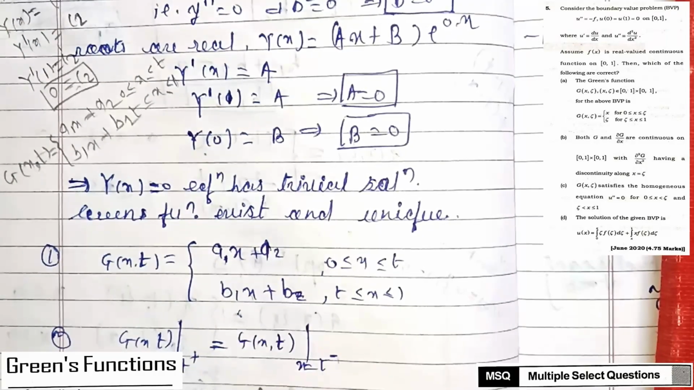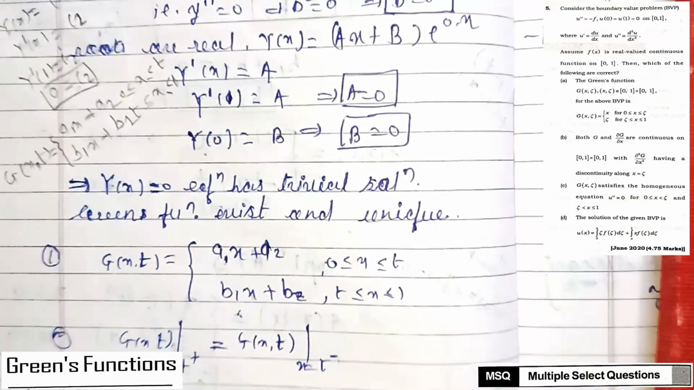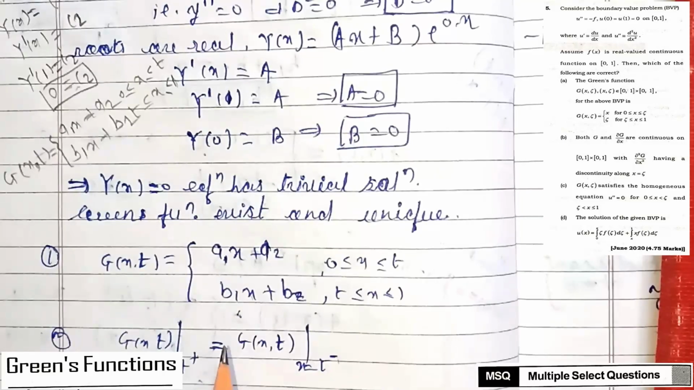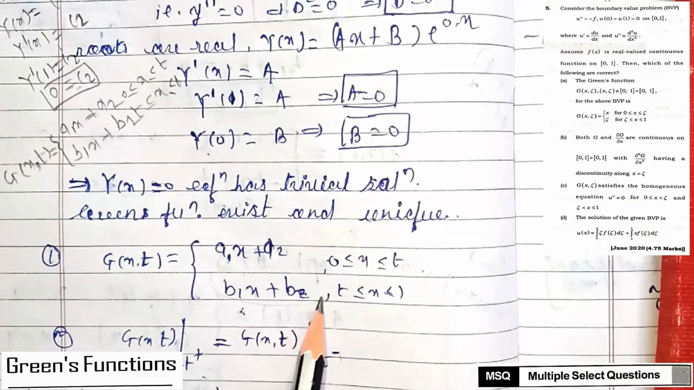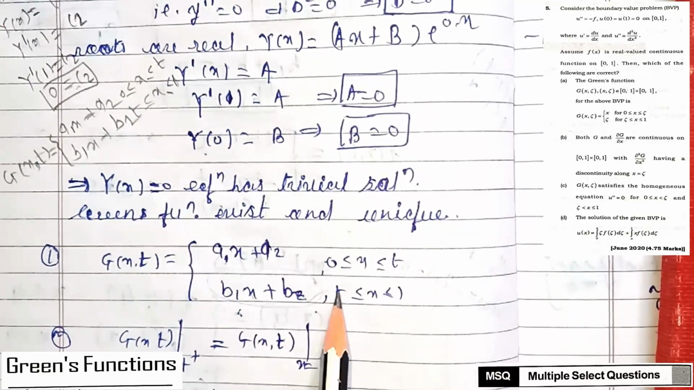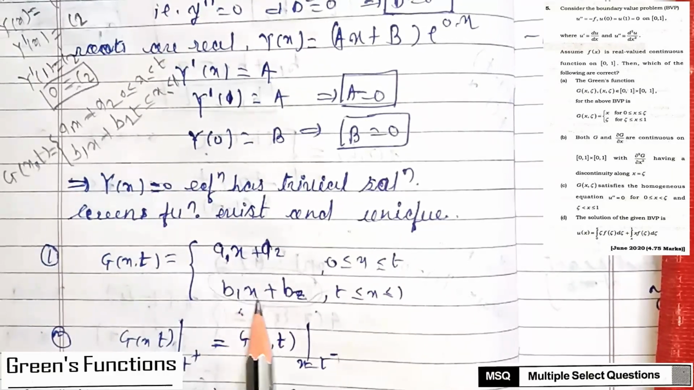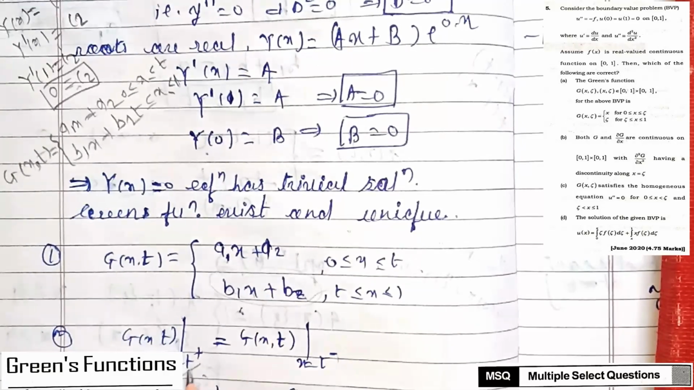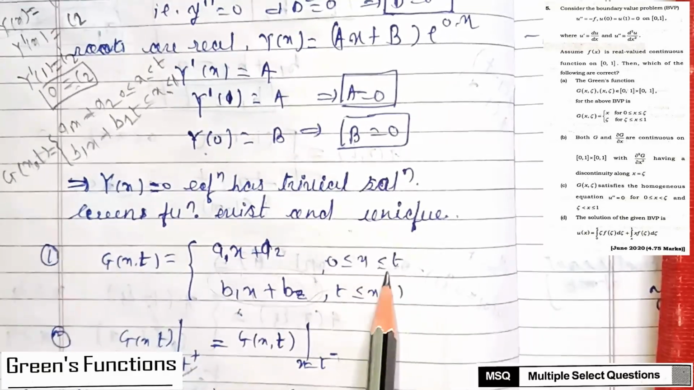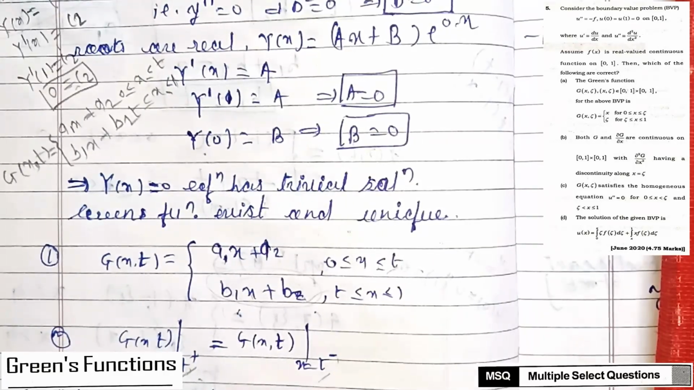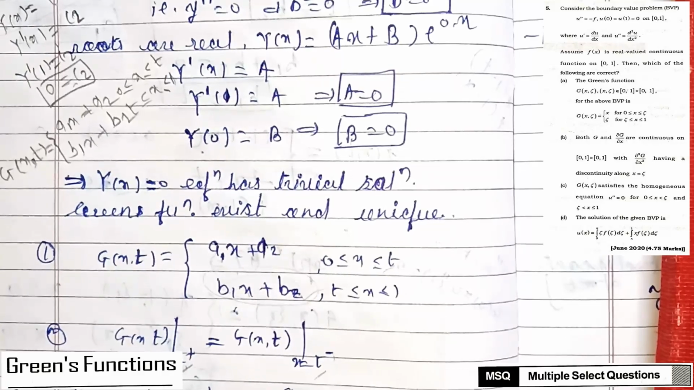Now here we have to take the t+ and t- very carefully. Because b1x + b2 is a bigger value. 0 to t is a smaller value than t to 1. So this one is a bigger value, so it always goes to t+, and this one is a smaller value, always goes to t-. Okay, so always remember this.